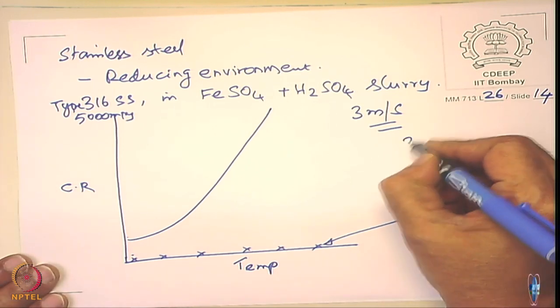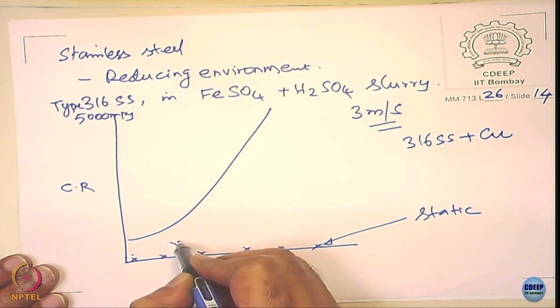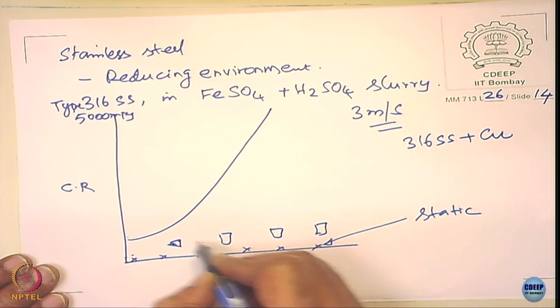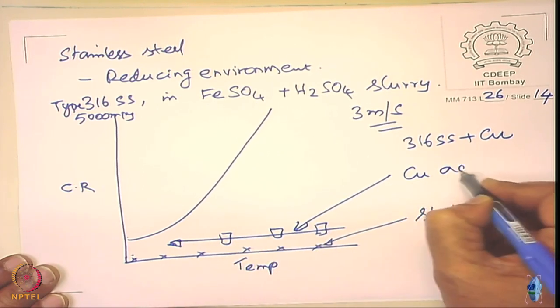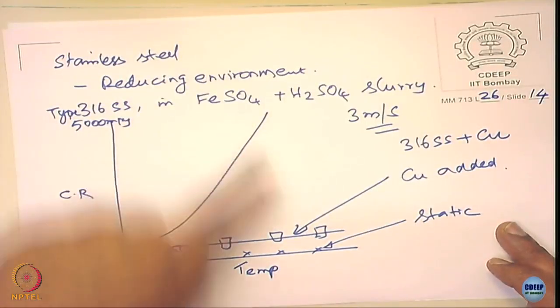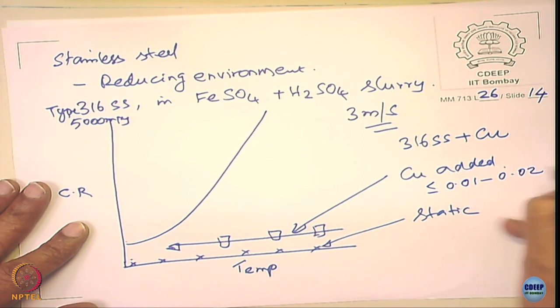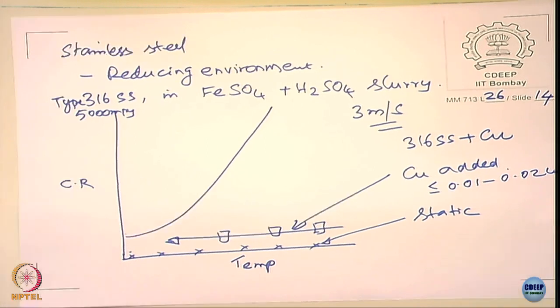But you take 316 stainless steel and add some copper to that, and the corrosion rate drops. So, when you add copper to stainless steel, the film forming tendency becomes very high. In fact, if you look at the material selection for sulfuric acid applications, the stainless steels have copper in them. So, copper helps to form a stable passive film, and there is a significant drop in the corrosion rate. And these copper additions are only about 0.01 to 0.02 weight percent, not a very large amount of copper content.